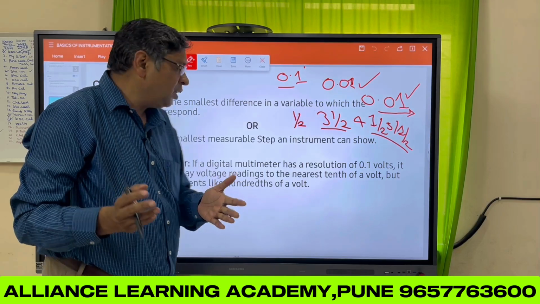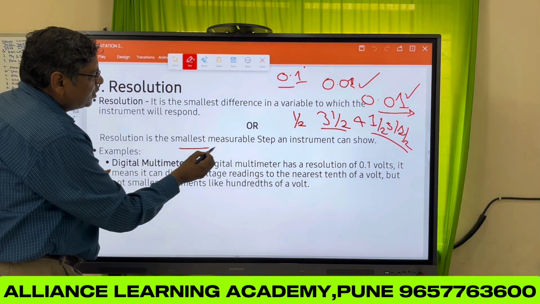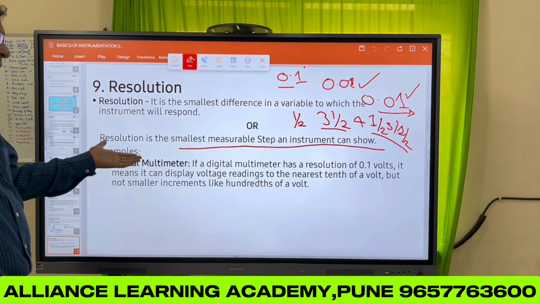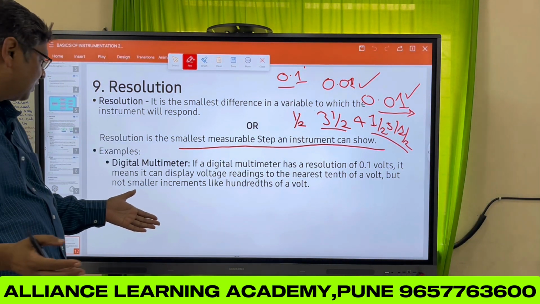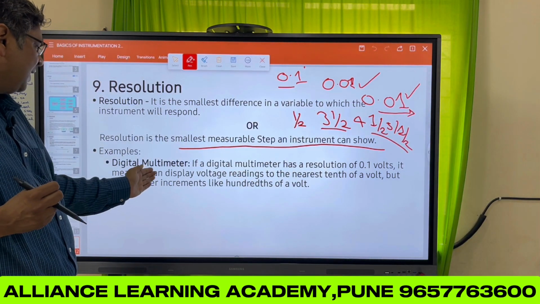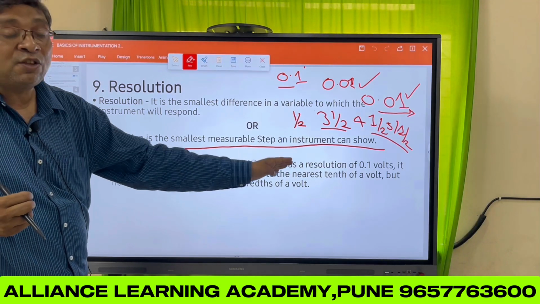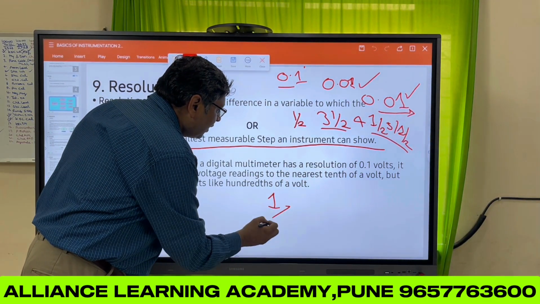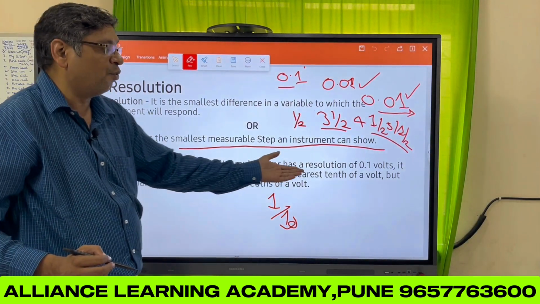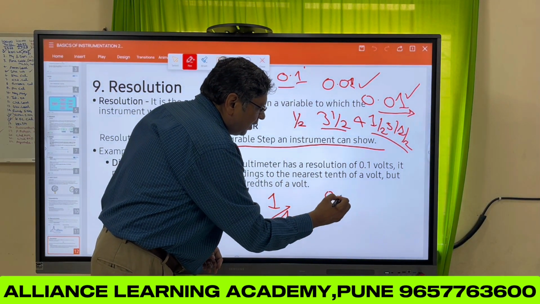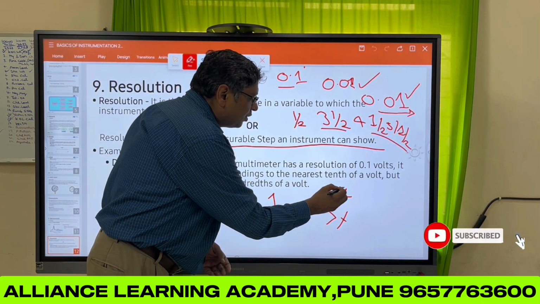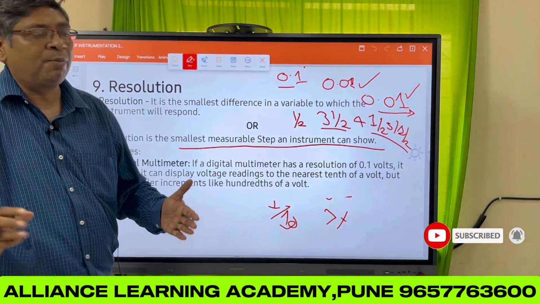What is the meaning of resolution? Resolution is the smallest measurable step an instrument can show. You can read the example by yourself. If a digital multimeter has a resolution of 0.1 volts, it means it can display voltage readings to the nearest tenth of a volt, meaning one tenth. But not smaller than that increment, like a hundredth of a volt. It can measure only 0.1. If my value is lesser than this, it cannot measure it because its resolution is only 0.1. So this is all about resolution.